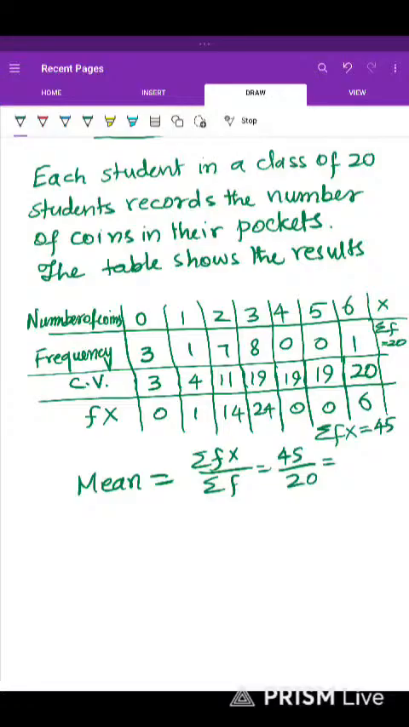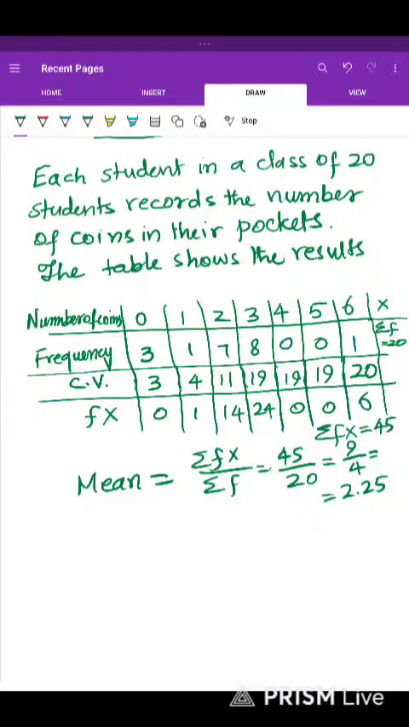So 45 divided by 20 is with the table of 5. It is 9 fives and 4 fives. So 9 divided by 4 is 2.25. If you use a calculator, that can give you the value of this. 45 divided by 20 is exactly 2.25. This is the mean, the central value which we have calculated.